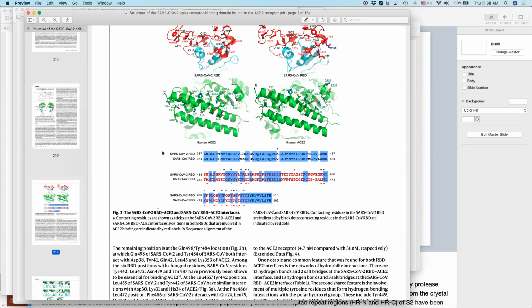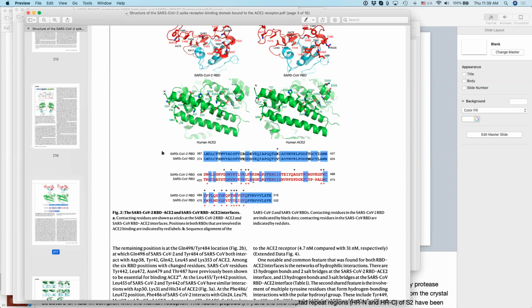So here you can see the SARS-CoV-2 receptor binding domain ACE2 and SARS-CoV receptor, so the novel coronavirus and the SARS-1 coronavirus interfacing with the ACE2. And you can see that the contacting residues are shown as sticks at the SARS-CoV-2 RBD ACE2 and SARS-CoV RBD ACE2 interfaces. Positions in both RBD that are involved in ACE2 binding are indicated by red labels. And in the sequence alignment, contacting residues are indicated by black dots. Contacting residues by SARS-CoV RBD are indicated by red dots, right? So the first one is red dots. The second one are the black dots.